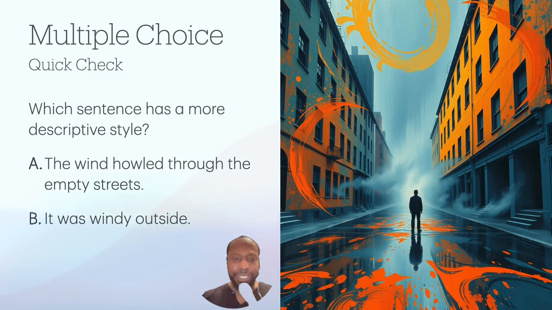Okay, a quick question here. Choose a sentence that creates a stronger image in your mind. Which one for you shows a more descriptive style? Pause here.